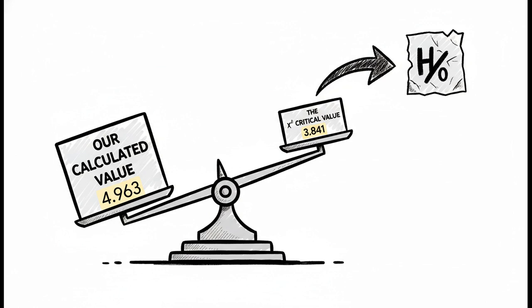Now, the rule is incredibly simple. If our calculated number is bigger than the critical number, our result is statistically significant. And that means we can reject the null hypothesis. Since our 4.963 is definitely bigger than 3.841, we can confidently say that yes, there is a statistically significant association between the treatment and the symptoms. It's very unlikely we got these results just by a random fluke.